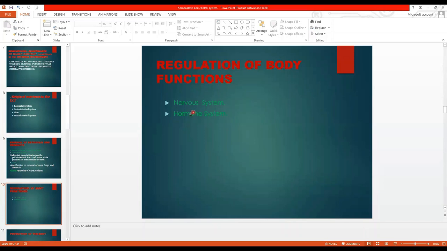Second is the hormonal system. So the hormonal system, what is a hormone? It is a chemical substance which is secreted from the endocrine gland, and this chemical substance then controls the function of our body. For example, thyroid hormone.